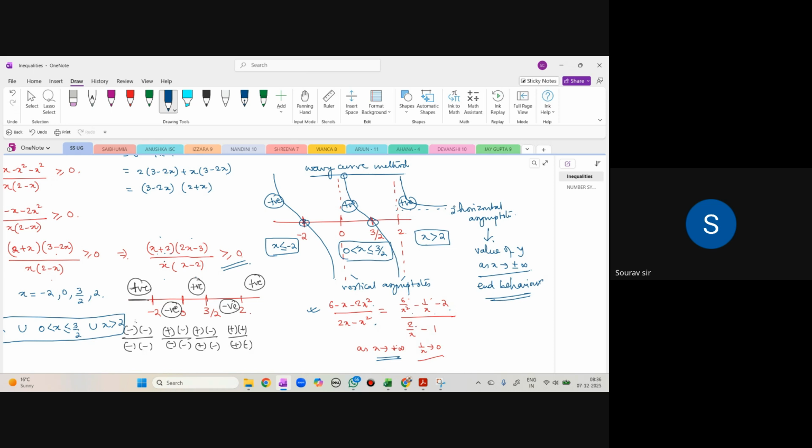So if x goes towards positive infinity, the 1 by x term goes to 0. So 6 by x square, 1 by x and 2 by x all go to 0. So you are left with minus 2 by minus 1, which is plus 2. That means as x goes towards infinity, the whole expression will go towards plus 2. Clear? This is the meaning of horizontal asymptote.